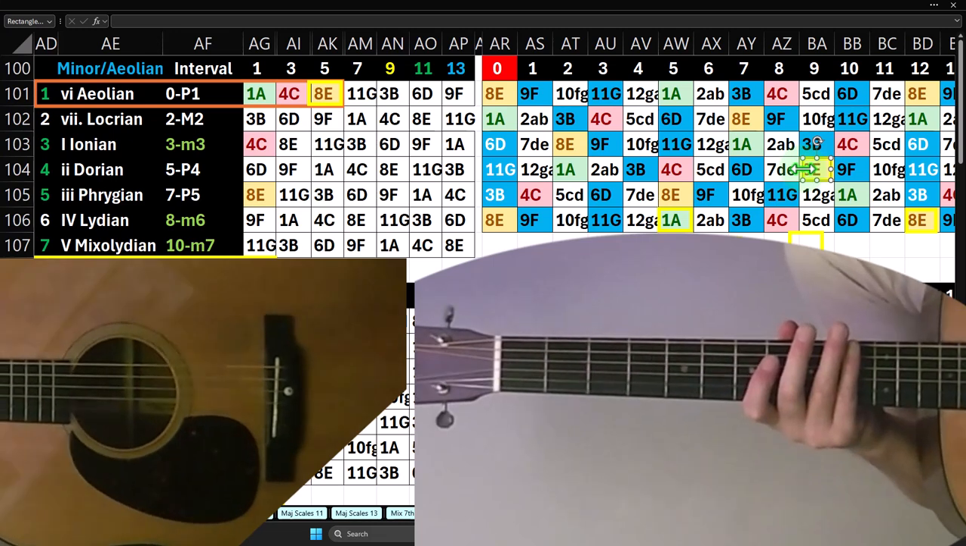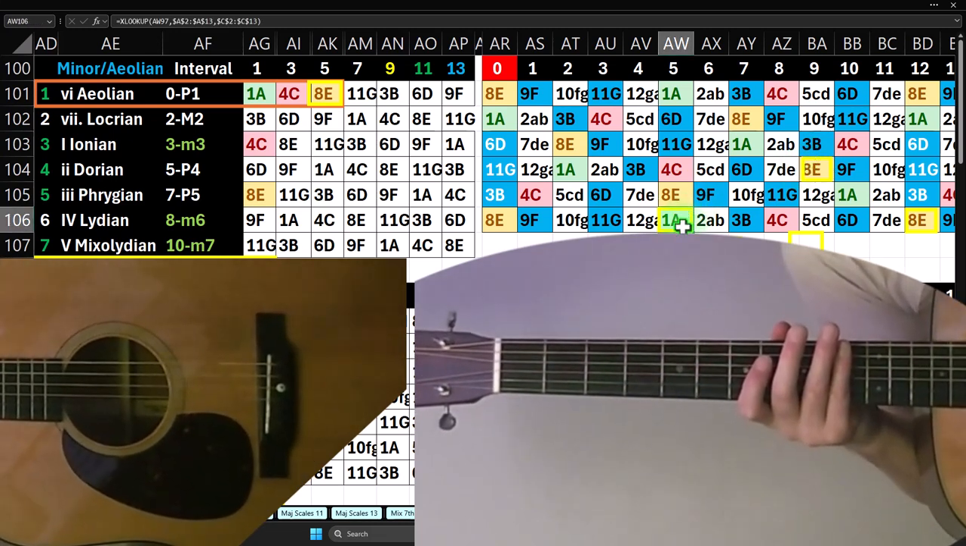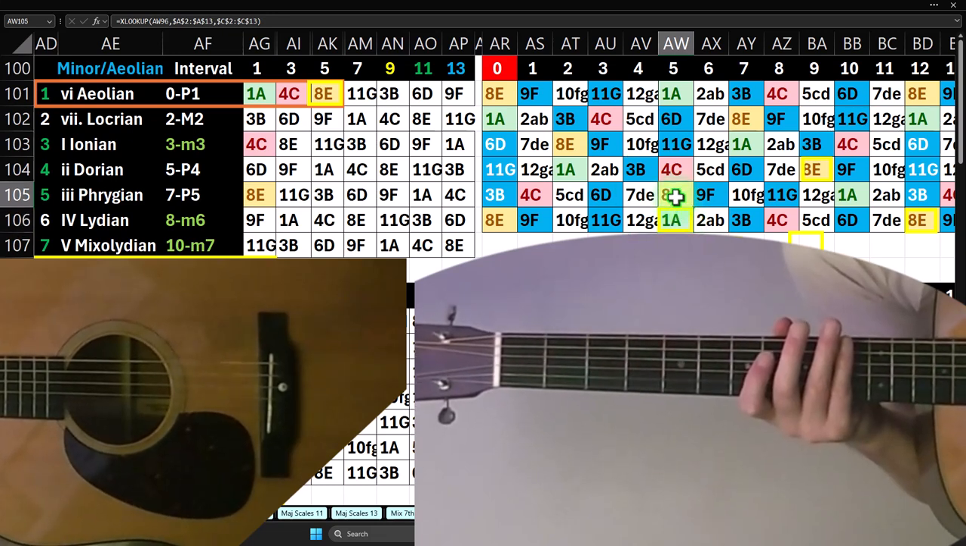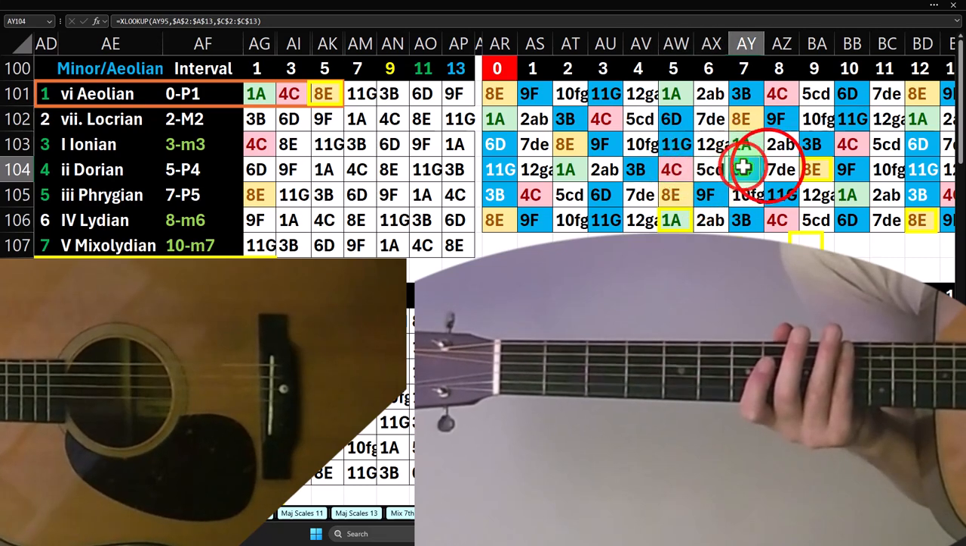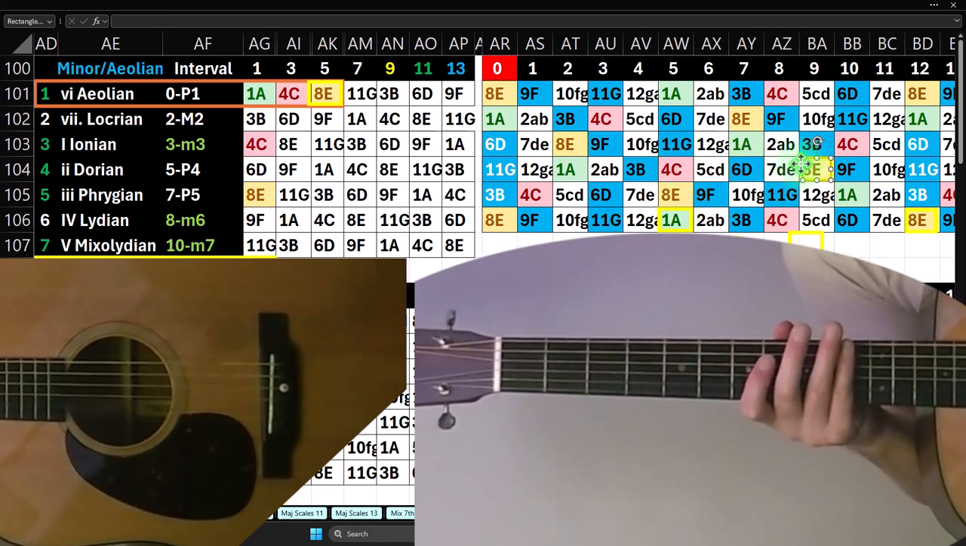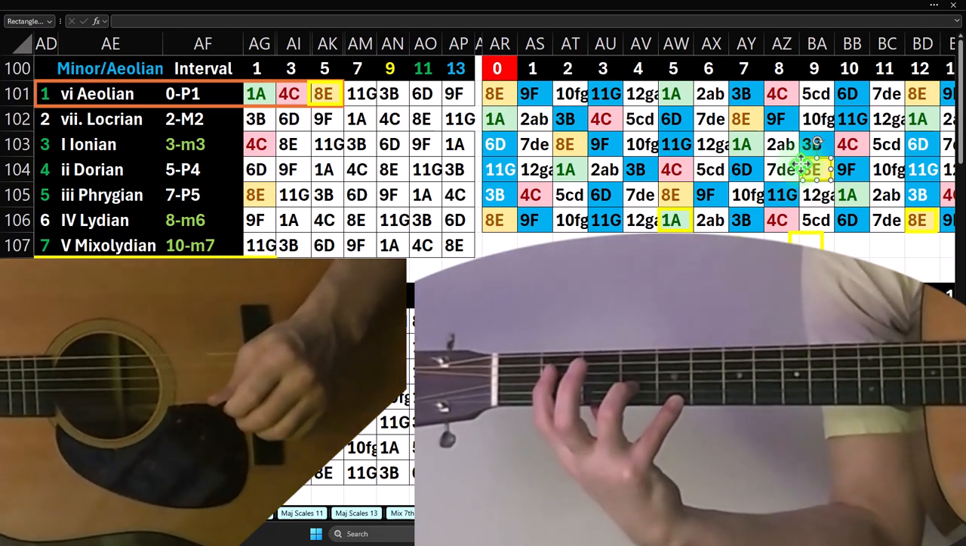No. It should be 5 notes away. What am I doing? I'm losing it, man. It's going to be 5, and then 10. 9, 8, 7, 6, 5. Yeah, I was right. Okay. I'm going to have to stop soon.